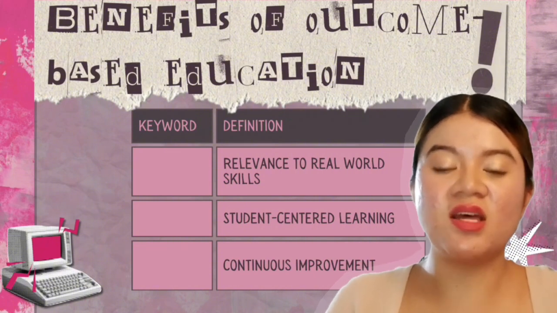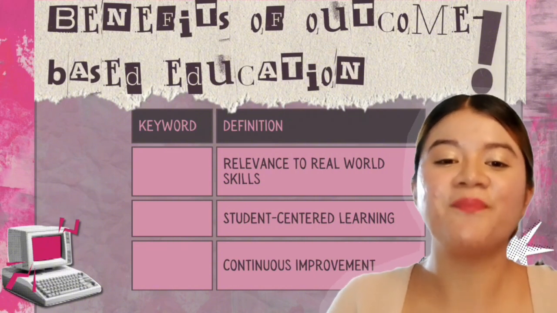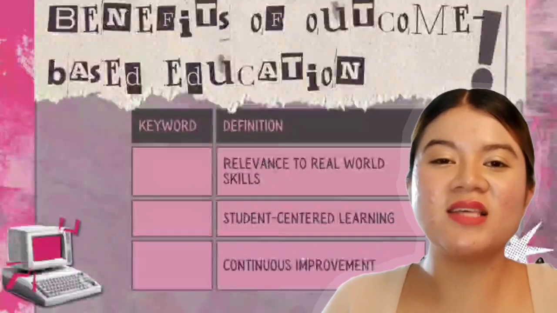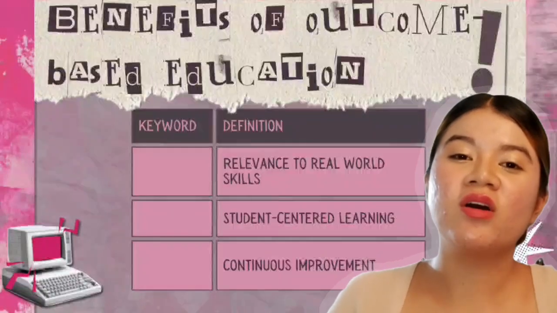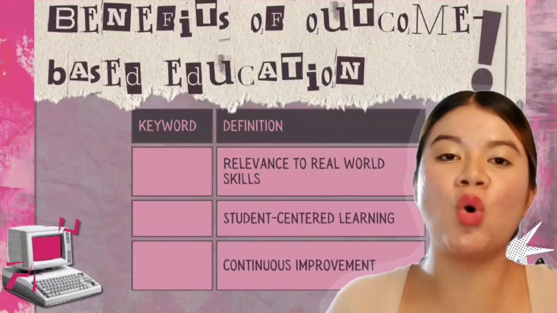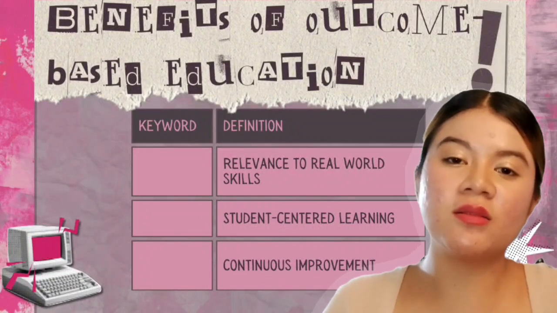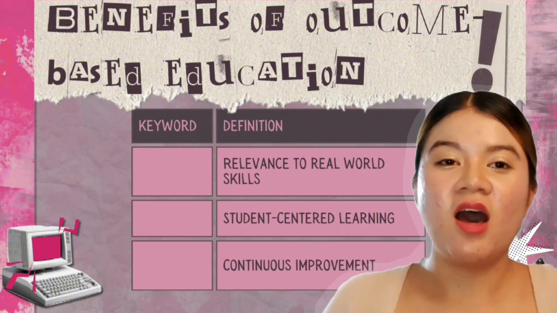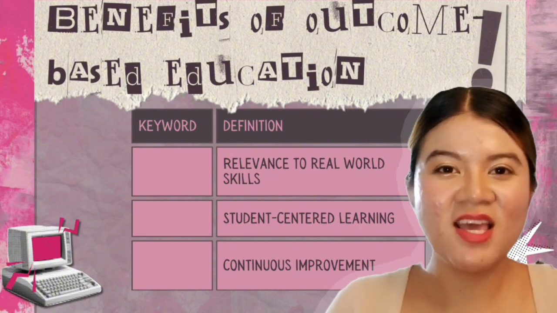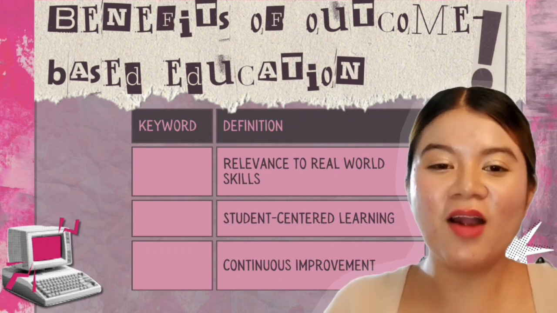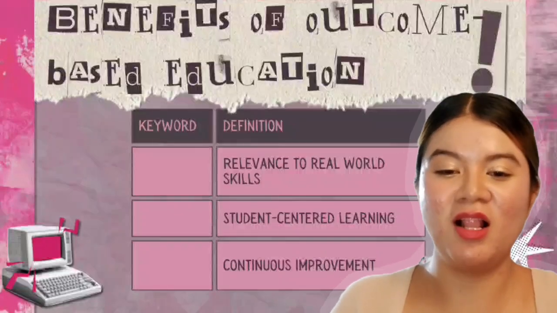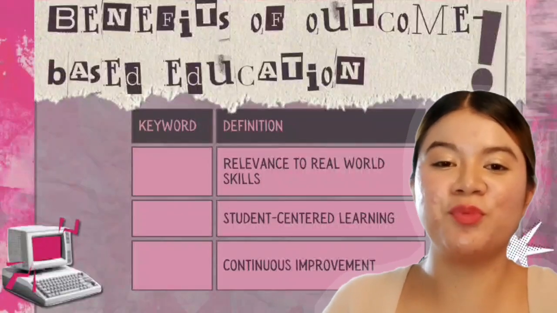Next is student-centered learning. When we say student-centered learning, it promotes active learning, where the students learn also from themselves. Dili lang kay puro sa teacher gikan ang information, but student-centered learning also has engagement with other students, with teachers and students, and the students are taking responsibility in their education and engage more deeply with the material. And next is continuous improvement.